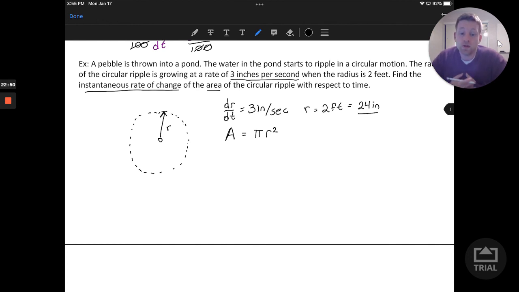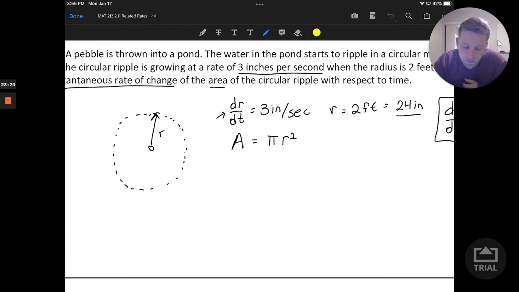So we don't want to be too eager to plug this value of 24 inches in quite yet, because we want to be able to relate again the change in the radius over time. And again, I'd like to find dA/dt. That's going to be the value I want to find, which is the instantaneous rate of change of the area with respect to time. That's what I'm after. So let's go ahead and again consider an implicit derivative. We're going to take the derivative with respect to time one more time here.